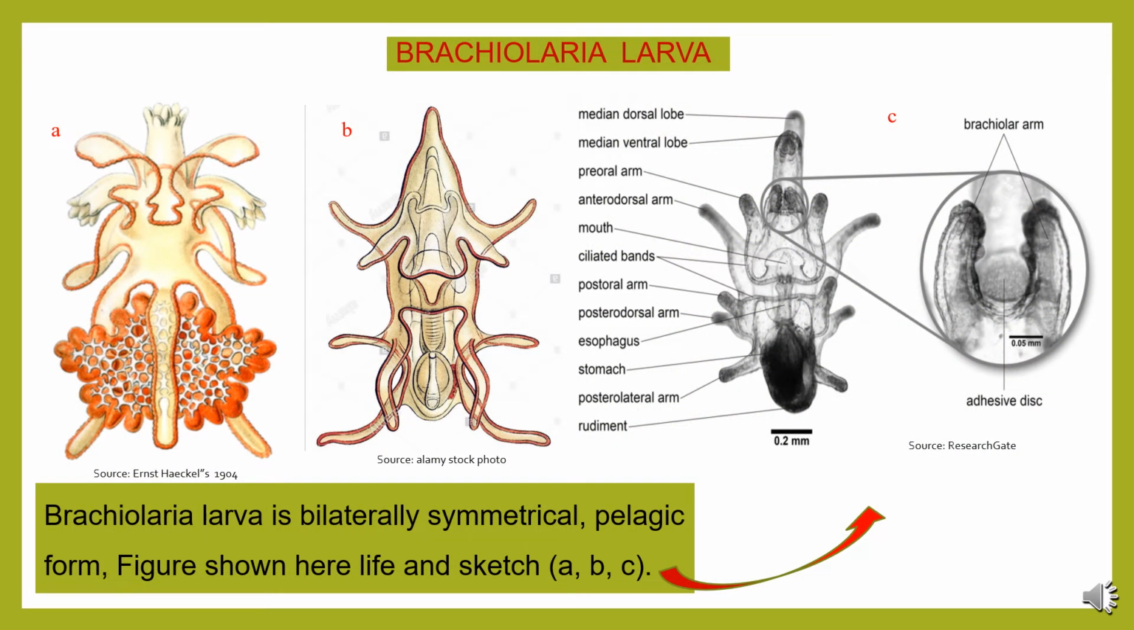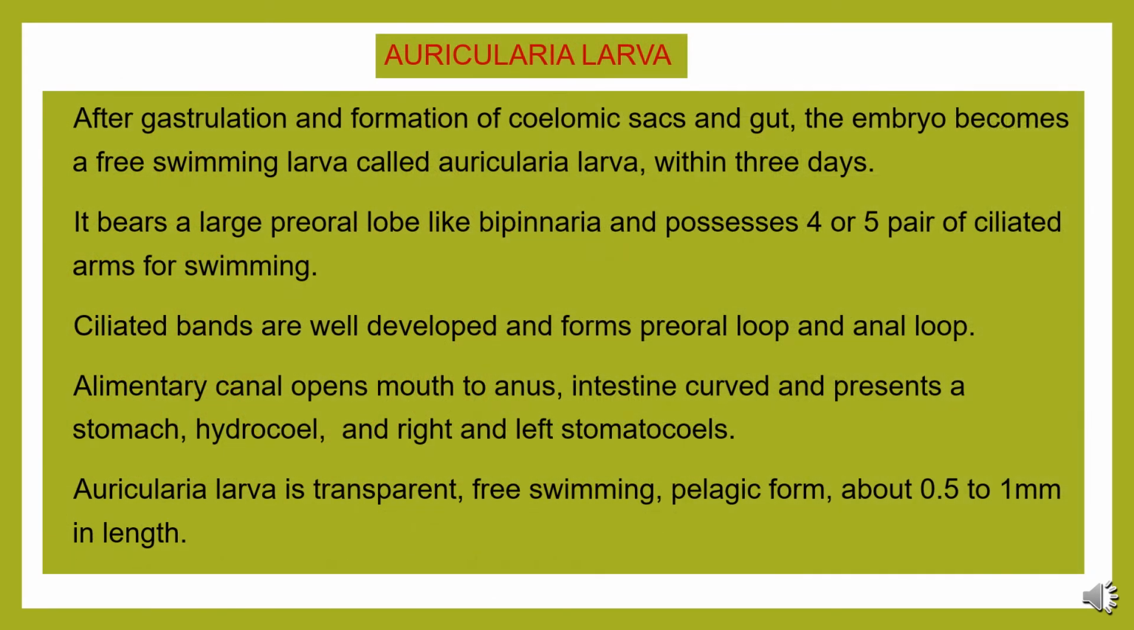Brachiolaria larva is a bilaterally symmetrical, pelagic form. Figure shown here, live and sketch of Brachiolaria larva. Let us discuss Auricularia larva.